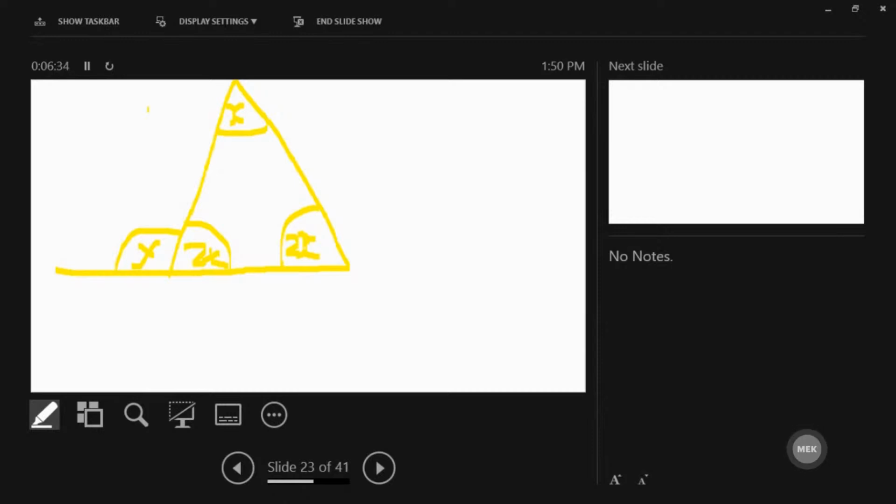All right, so Imani is saying it's an isosceles triangle. And how do we know that it is an isosceles triangle, Imani?